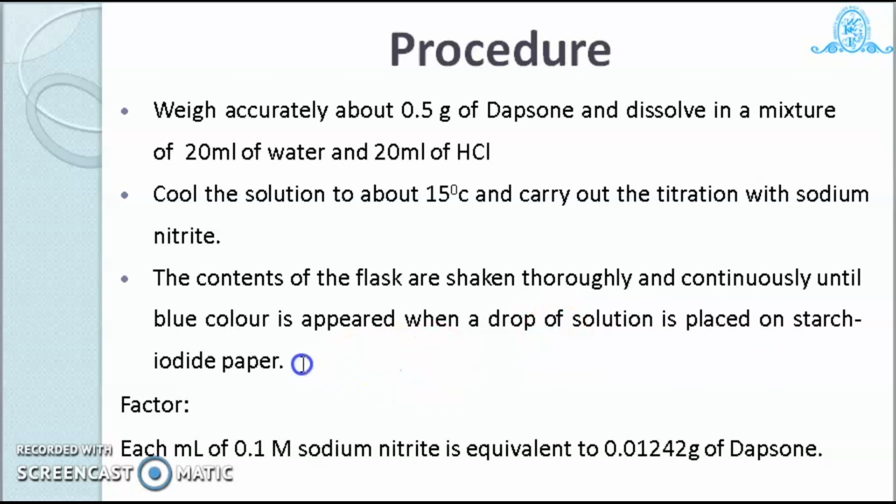Students, kindly note that the starch iodide paper used here is an example of an external indicator. The factor for the calculation is: each ml of 0.1 molar sodium nitrite is equivalent to 0.01242 gram of Dapsone. Students, let us see the actual assay of Dapsone.